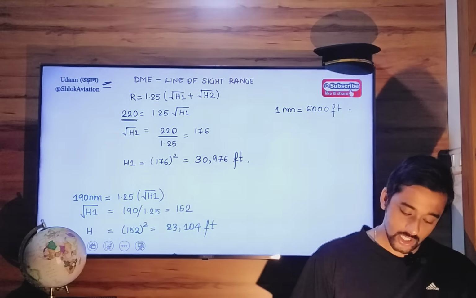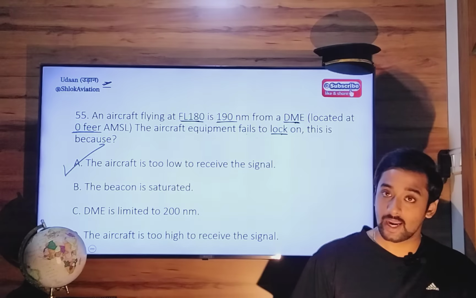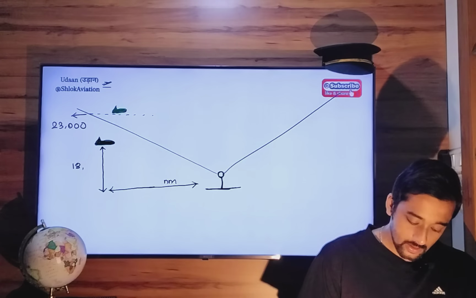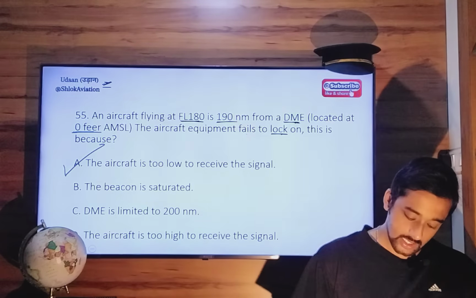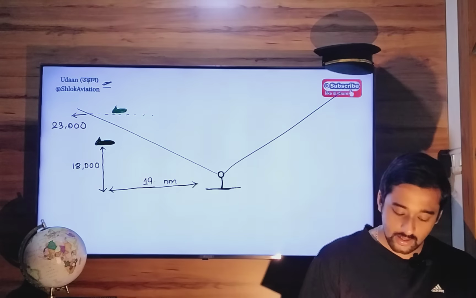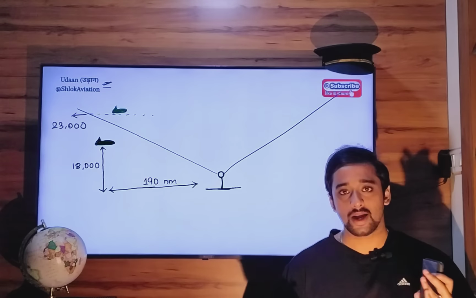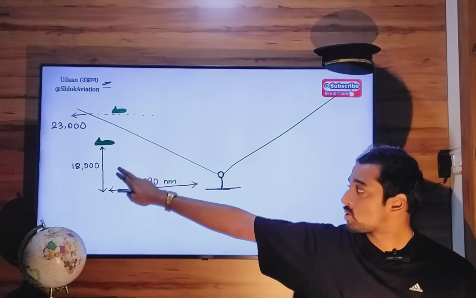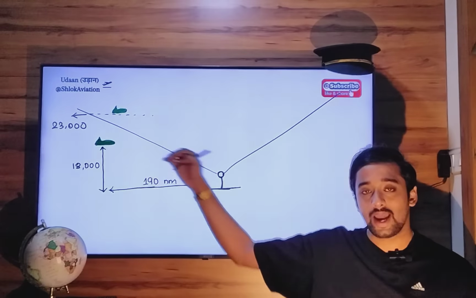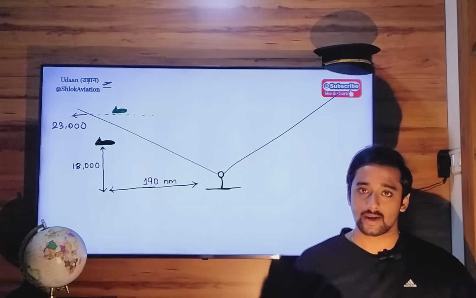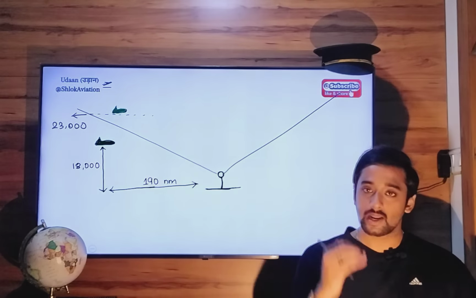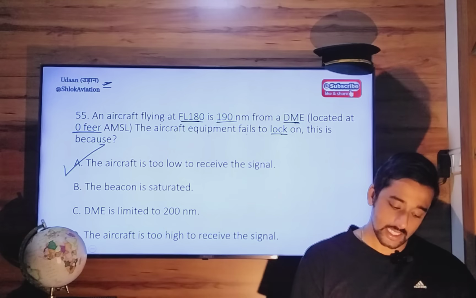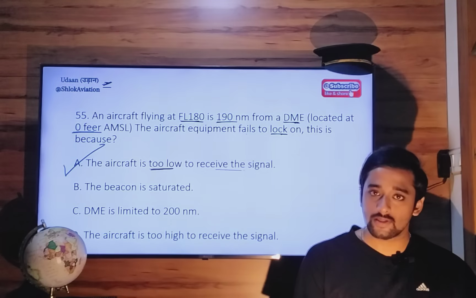But as given in the question, the aircraft is actually at an altitude of 18,000 feet and the distance is 190. So if you are 190 nautical miles away from the DME station, you must be at 23,000 feet, not 18,000 feet. You must be at least 23,000 or above that. So here the aircraft is below that required minimum altitude. Therefore the option that I have selected is: aircraft is too low to receive the signal.